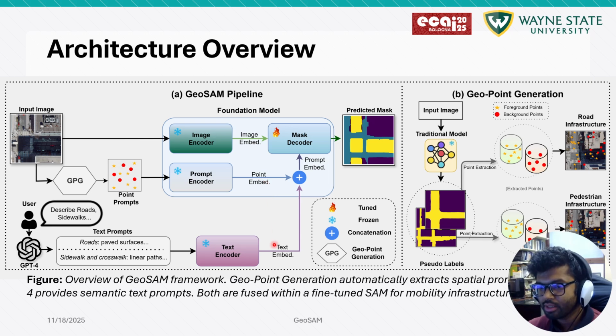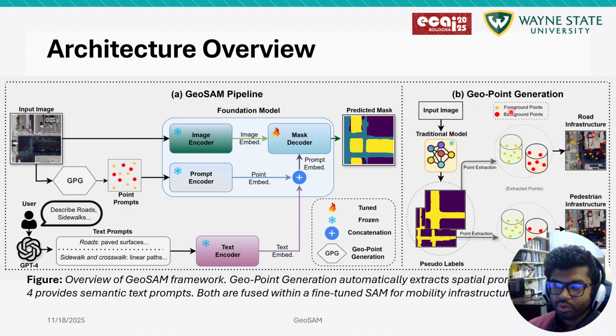Then the point embeddings and text embeddings are concatenated, which gives us the prompt embedding that goes into the mask decoder. With cross attention and self attention between the prompt embeddings and image embeddings, we get our predicted mask. Among this whole thing, these are the three main components of the SAM foundation model, and we only train the mask decoder itself.